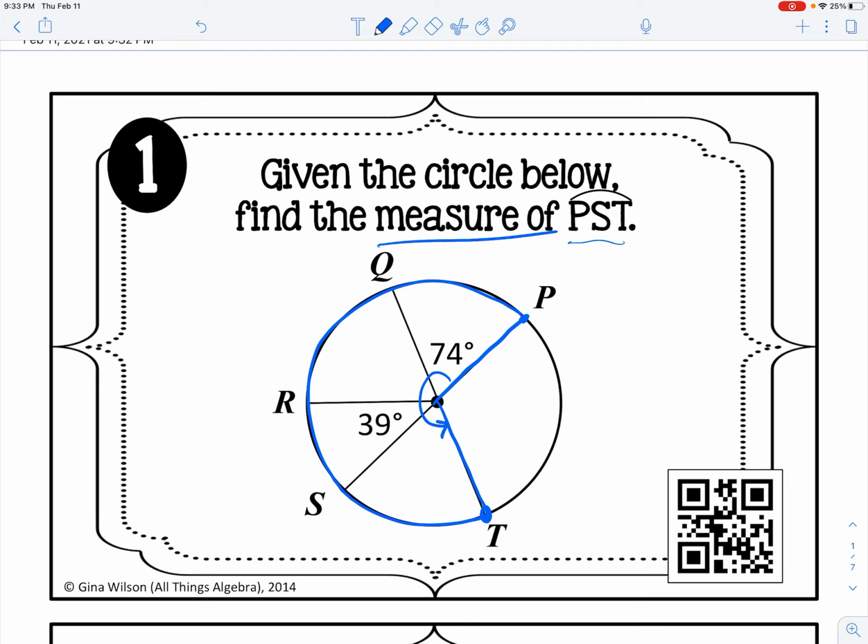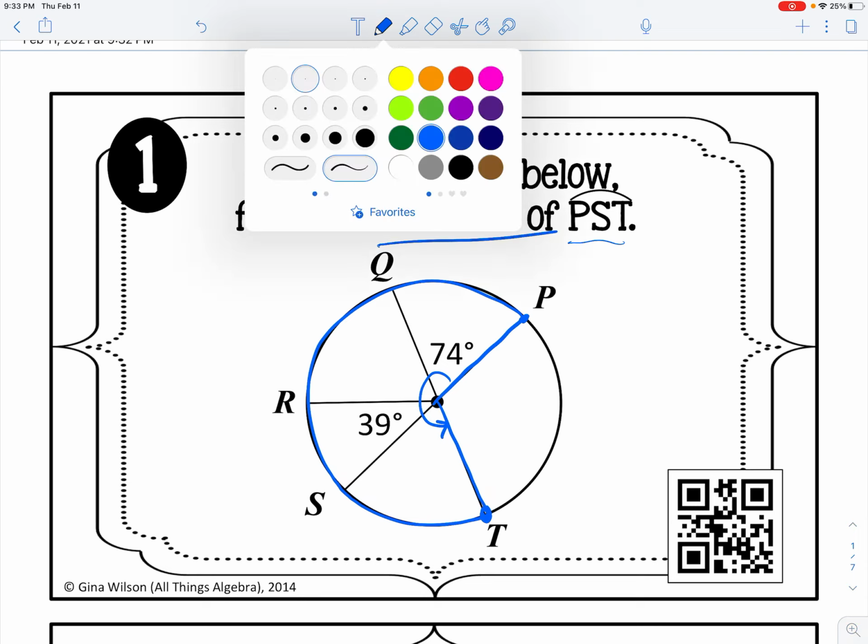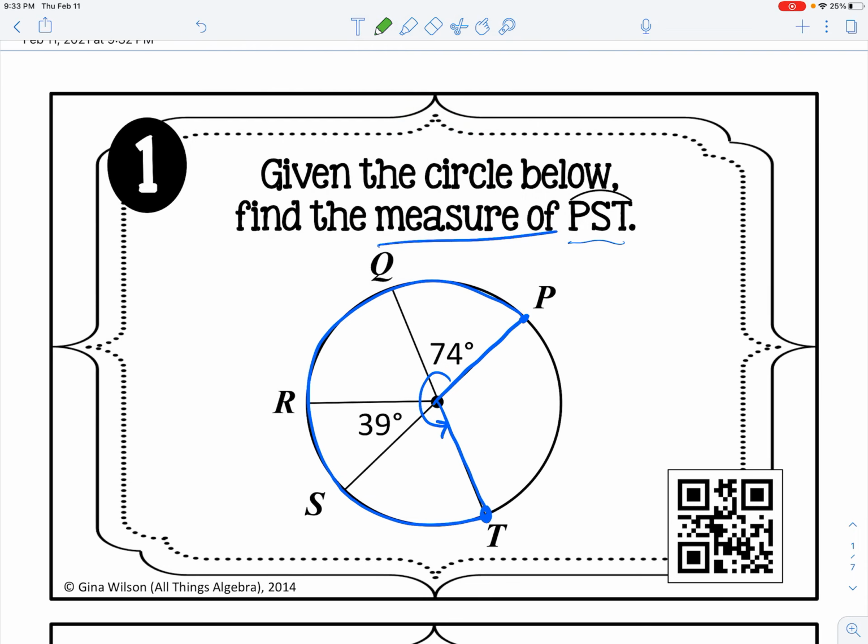Okay, so probably the easiest way to do this is we can start labeling all these inside angles. So how I would start that is we know, I'll use a different color here, the angles across from each other, like this, those are called vertical angles, so they're going to be the same. So I'm going to label that 74. And then we also know that angles that make a straight line, so for example, here's a straight line, those three angles have to add up to 180.